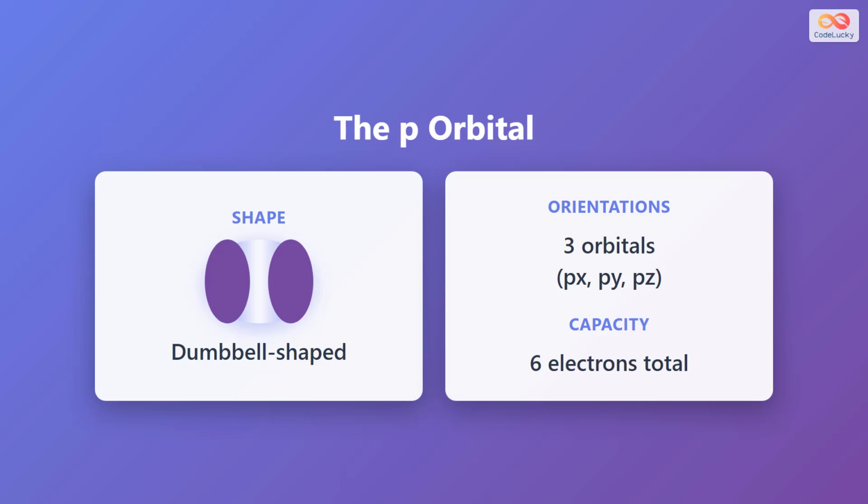The p orbital has a distinctly different shape from the s orbital. P orbitals are dumbbell-shaped, with 2 lobes extending in opposite directions. There are 3 p orbitals in each p sublevel, and they're oriented along the 3 perpendicular axes, px, py, and pz. Since each of the 3 orbitals can hold 2 electrons, a complete p sublevel can accommodate up to 6 electrons total.